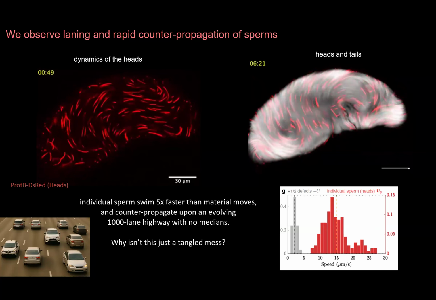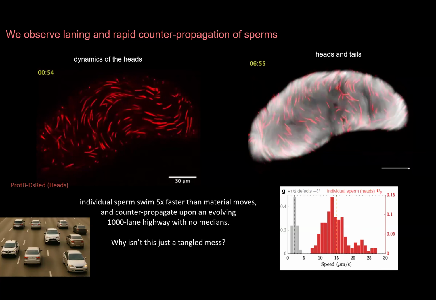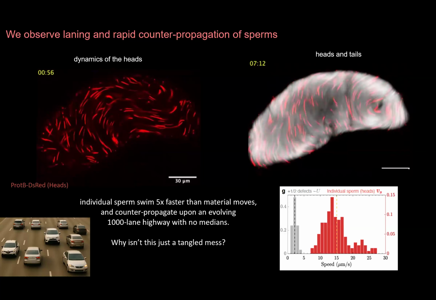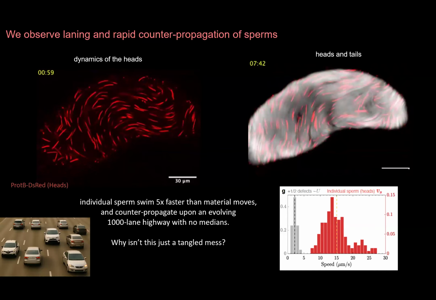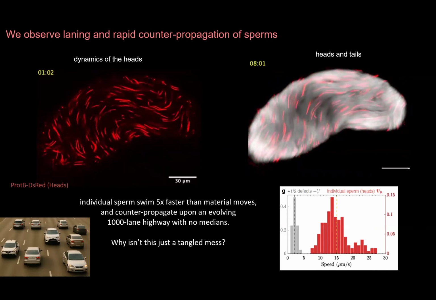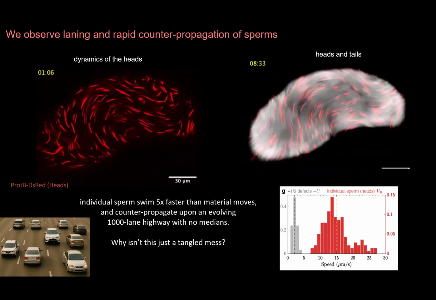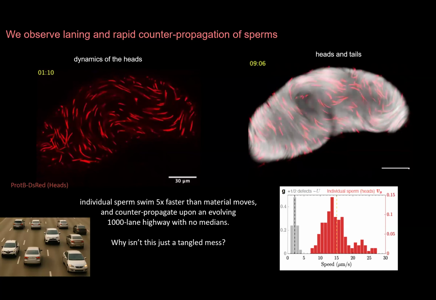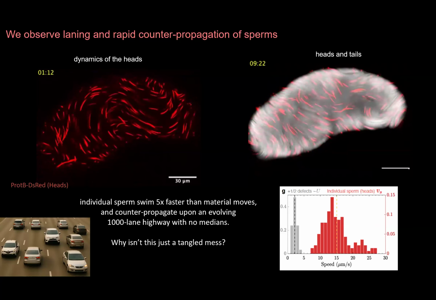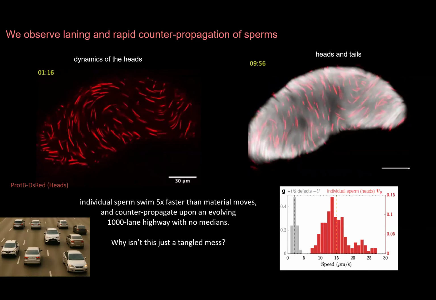But basically, individual sperm swim 5 times faster than the material moves, and they counter-propagate. It's like one lane after the next, somebody's moving in the opposite direction. Okay? And if you look at the histograms of material speeds versus head speed, you can see heads are fast, material is slow. So it's an active nematic material whose constituents are moving very rapidly, but they're in an ordered state.